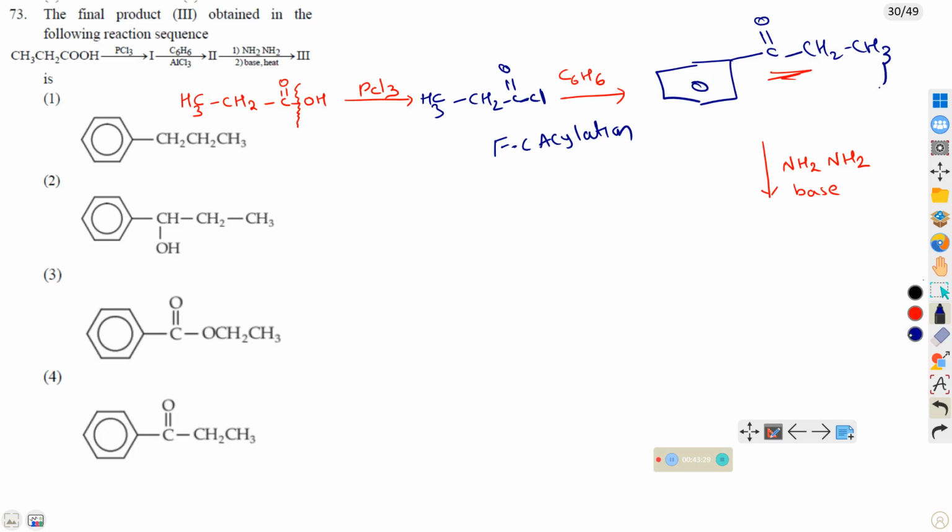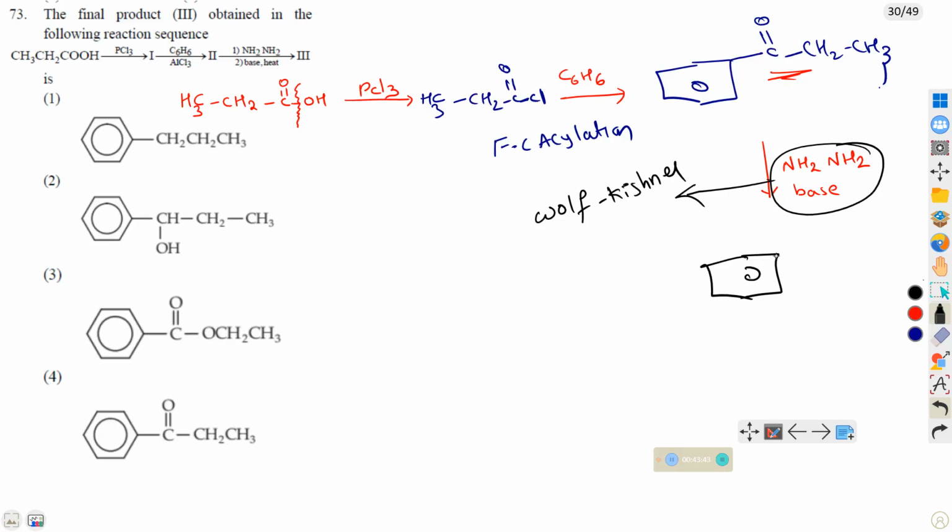Ketone, NH2NH2 and base are used. The process is called Wolff-Kishner reduction. With Wolff-Kishner reduction, carbonyl compounds are converted to alkanes. Based on that, the correct option is first option.